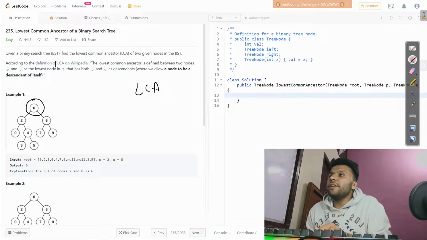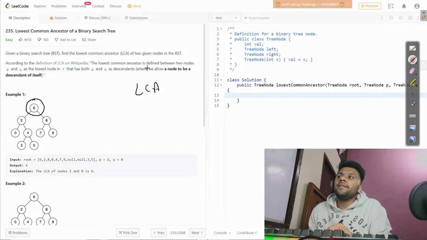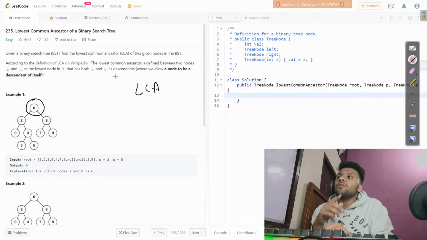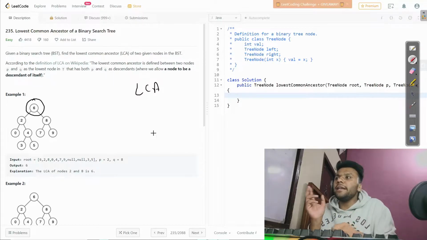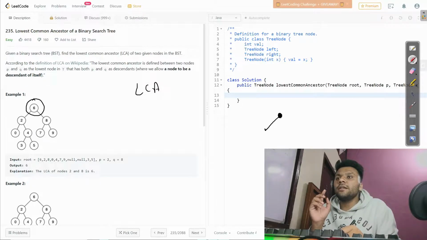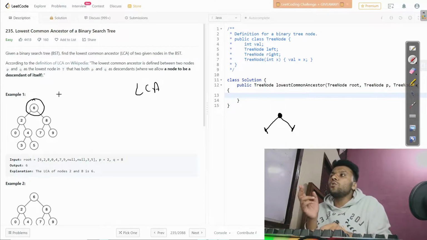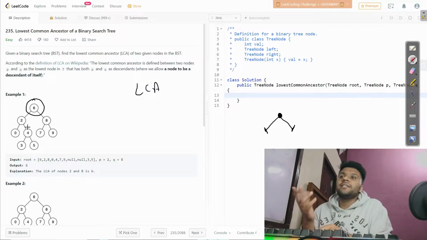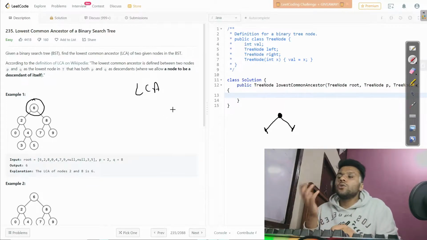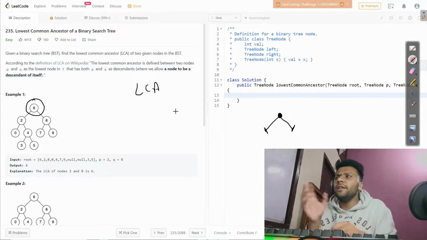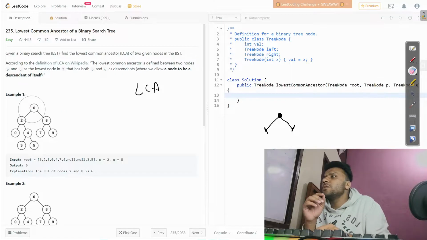According to the definition of LCA on Wikipedia, the lowest common ancestor is defined between two nodes P and Q as the lowest node in T that has both P and Q as descendants, where we allow a node to be a descendant of itself. So it has the path to this one and to this one. I hope you get some idea. If not, don't worry, let's talk about this example over here.